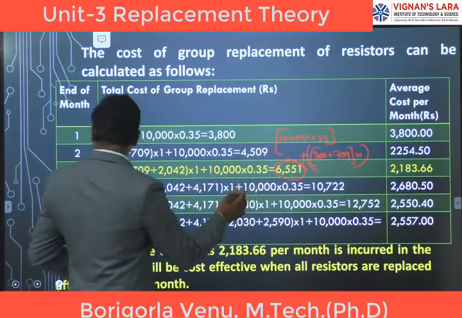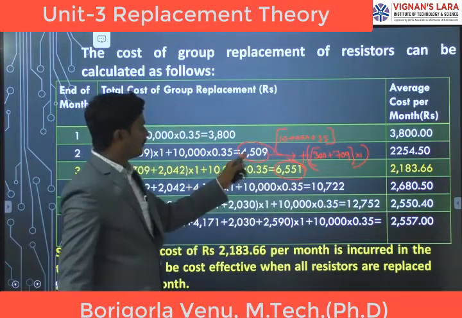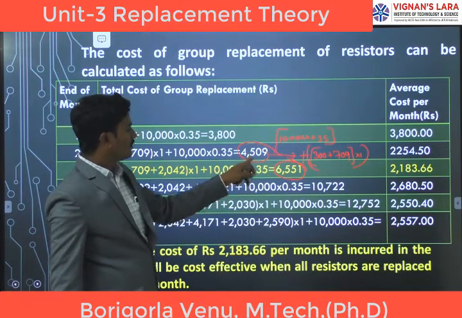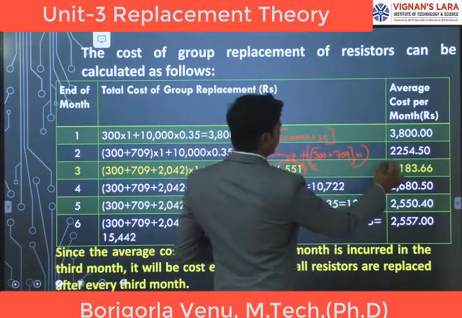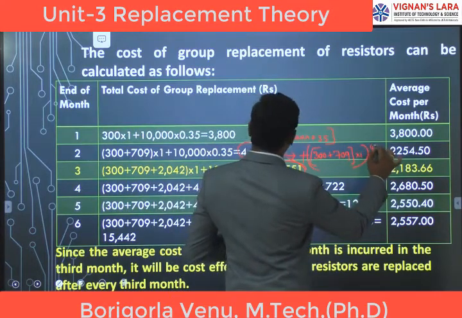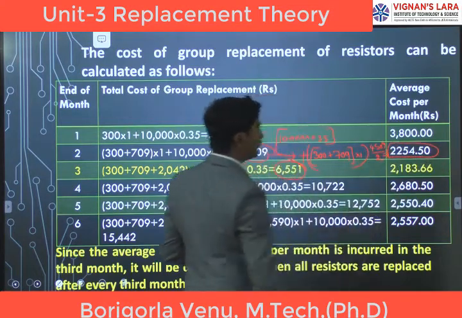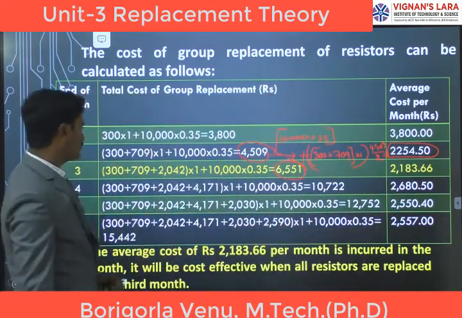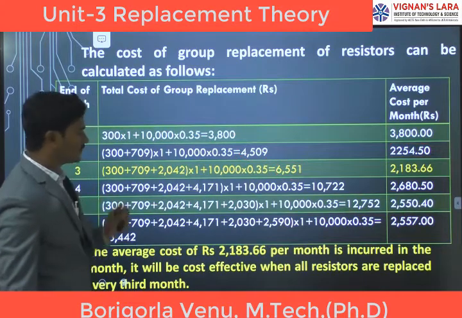Sorry, it is not 6,551, it is 4,509. We are going to take the average. How many months is this? 2 months. So we take the 2 months average: 4,509 by 2 equals 2,254.50.